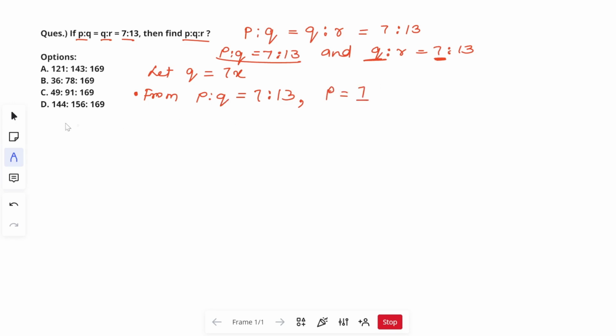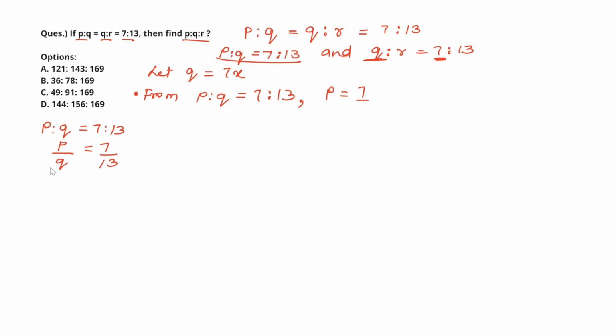I'll tell you quickly if you have not understood. P is to Q is 7 is to 13, right? Which can also be written as P by Q is 7 by 13, right? So now we are trying to find out P. So P can be written as 7 by 13 Q, right? So that is what we are just doing here. So P is 7 by 13 Q.